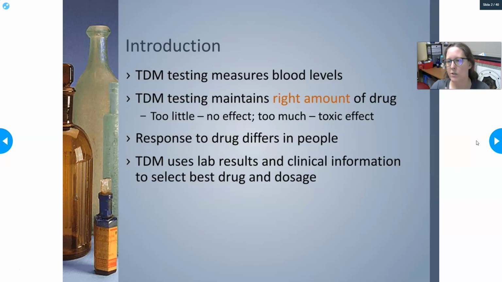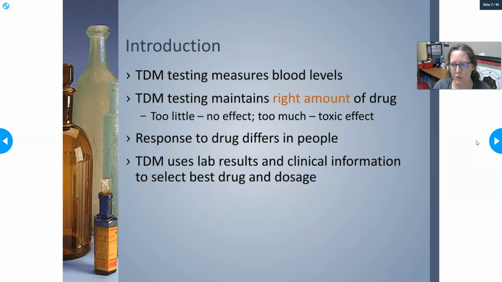Now occasionally students can get confused thinking, for example, we monitor thyroid drugs in a way because we check the thyroid levels to make sure that the thyroid therapy works, but that would not be considered TDM. Okay, so TDM is when you measure specific levels of a drug that is given to the patient to check that they are in the right range, in the therapeutic range.